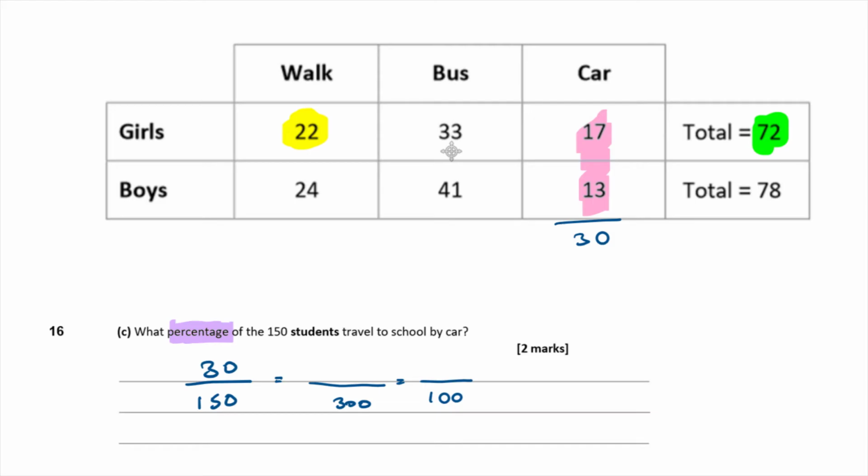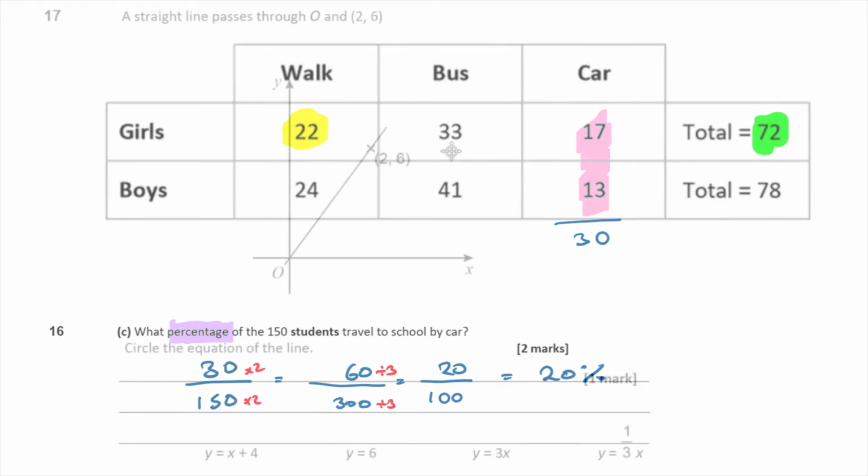So if I take 30 over 150 and I times top and bottom by 2, I'm going to get 60 over 300. And then if I divide top and bottom by 3, I'm going to get a fraction over 100, isn't it? 60 divided by 3 is 20. So it's actually 20 over 100, which is 20%. 20 out of 100.